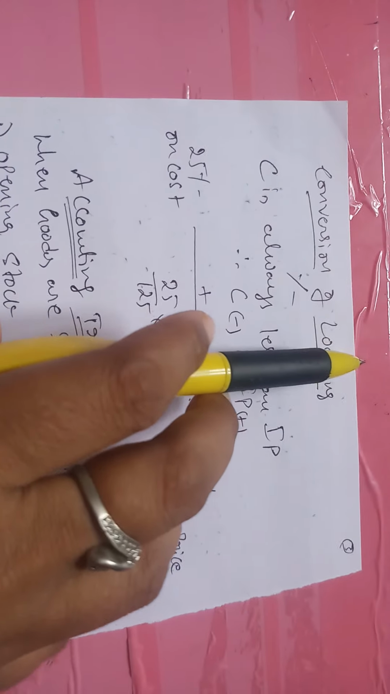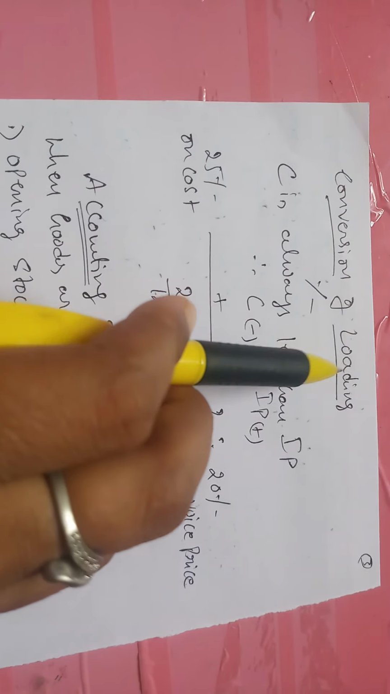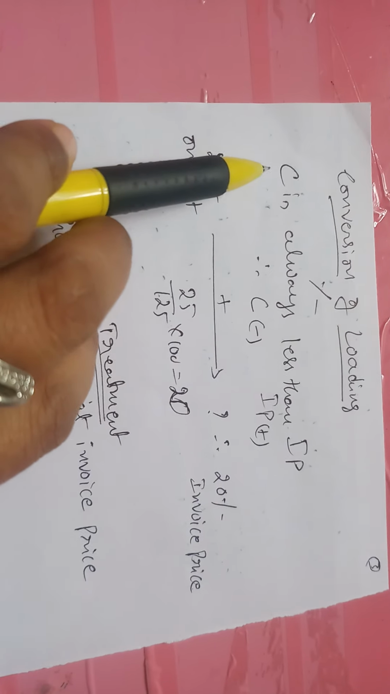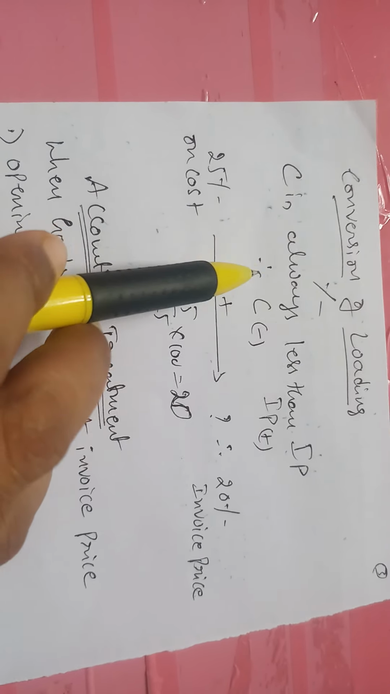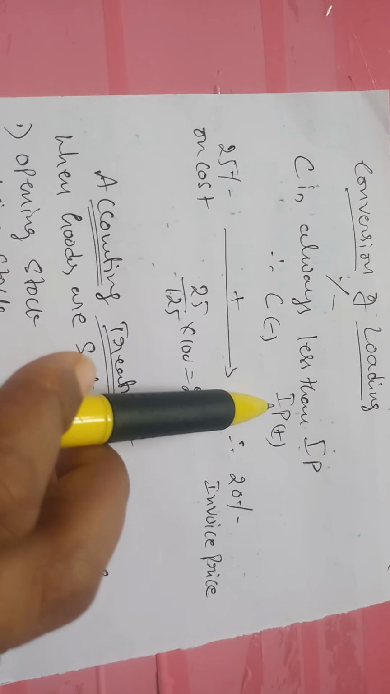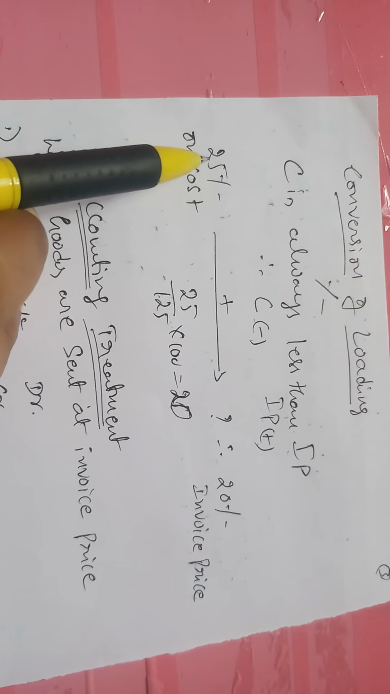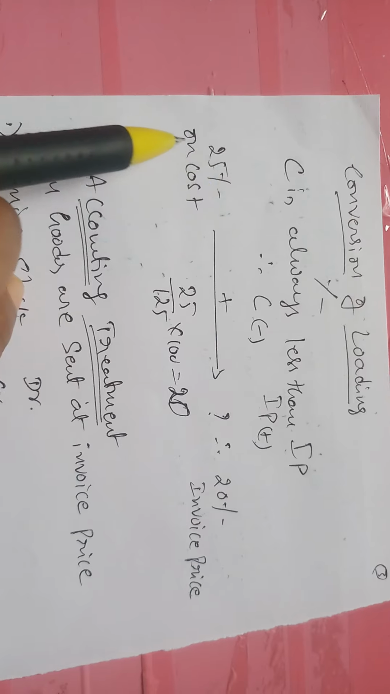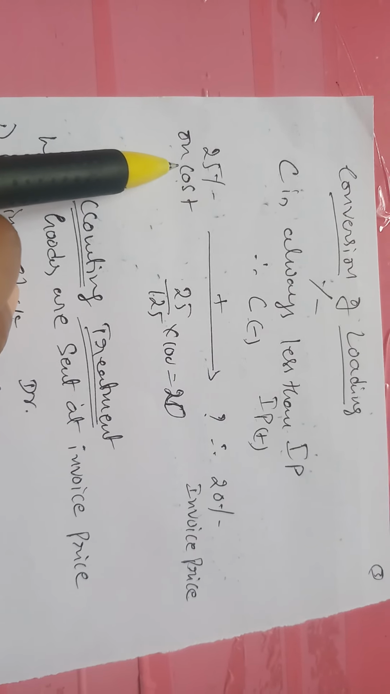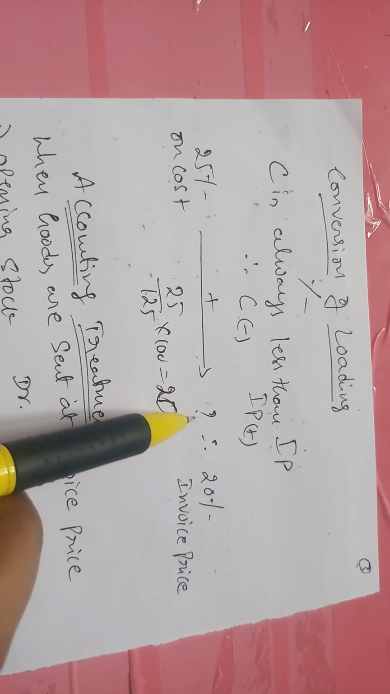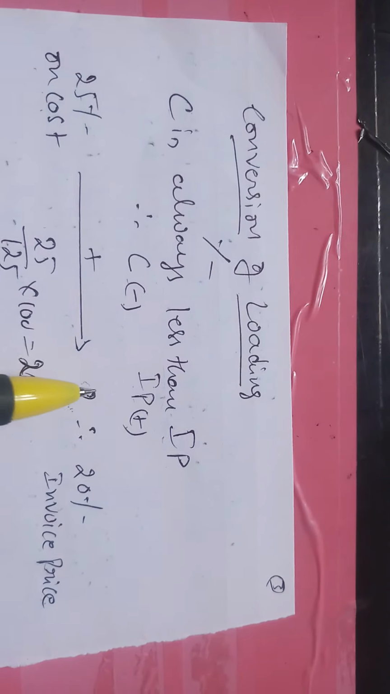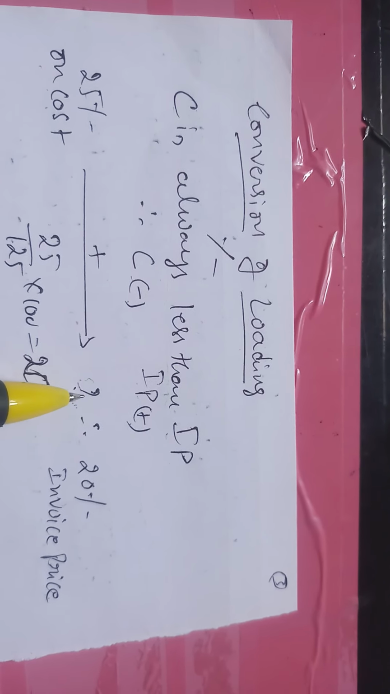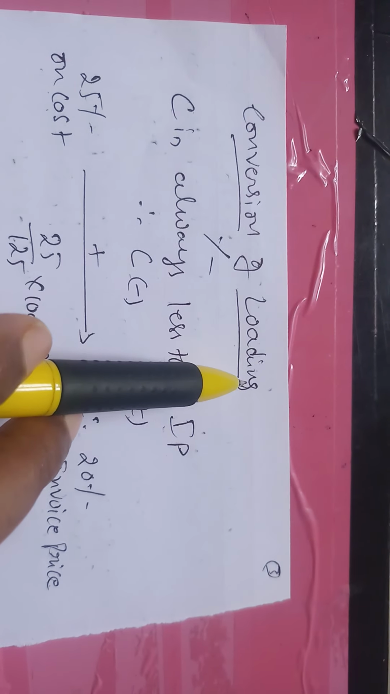Conversion of loading. What I told already, loading is shown in percentage. Cost is always less than the invoice price. Therefore cost is minus, invoice price is plus. We'll take the example here, 25% on cost. So what is the question mark? What is the invoice price we have to calculate? So here, the conversion of the loading.